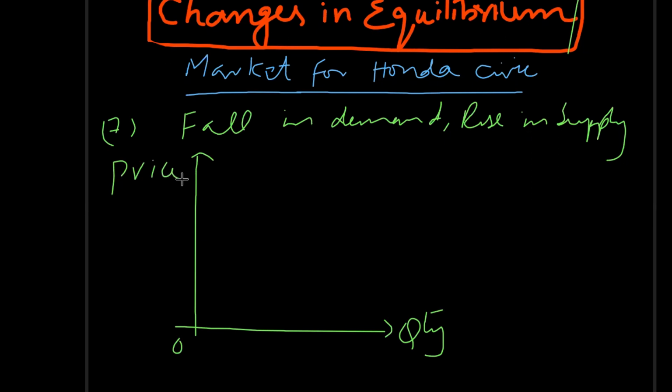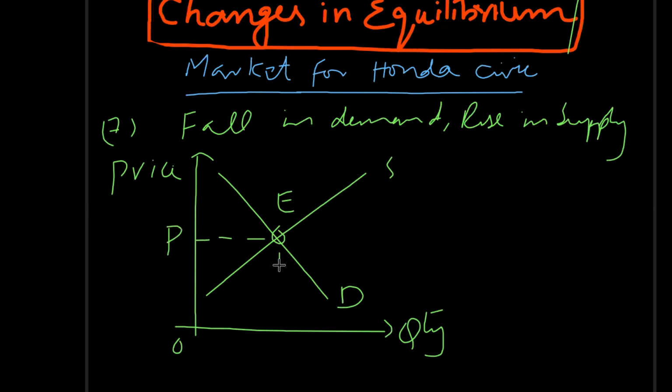Again, repeat the same process. Draw axis, label quantity, price, draw demand curve, supply curve. Initially, equilibrium is at point E where price is P, and quantity traded means the quantity which is bought and sold in the market is Q. We cannot call it quantity demanded or just quantity supplied because it is quantity demanded as well as quantity supplied, so we can call it quantity traded.